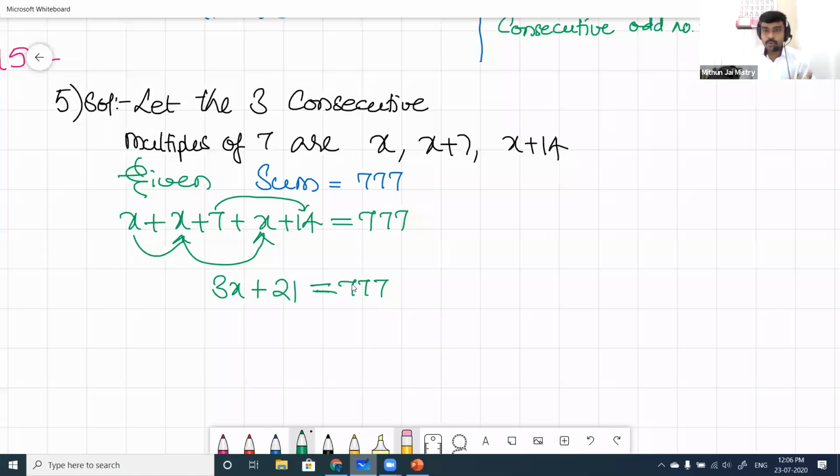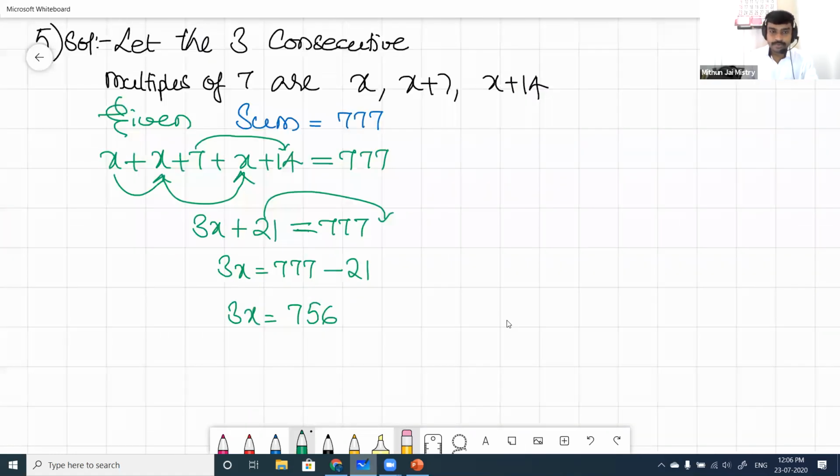So other than x, whatever you see, just take it to the right hand side and you'll get 3x is equal to 777. This plus 21, when it goes to the other side, becomes minus 21. Then simplify, 3x is equal to 756. First solve this, and then only take the 3 to the other side.